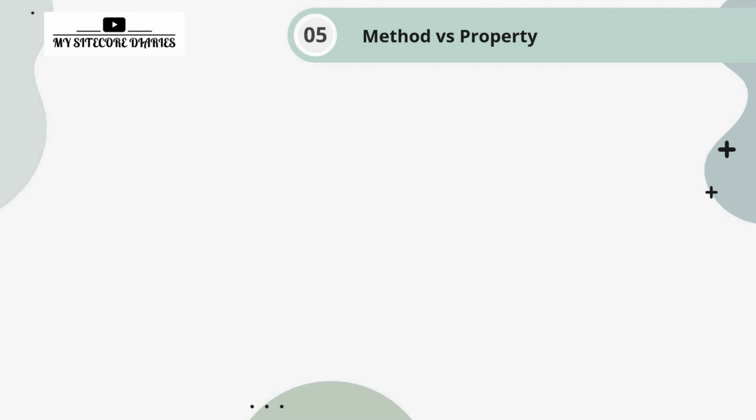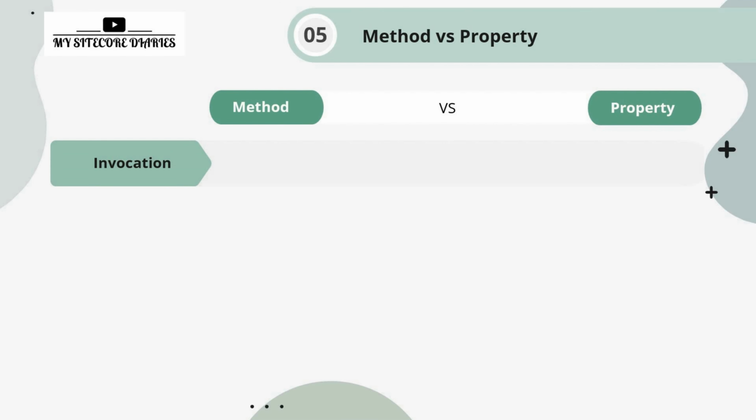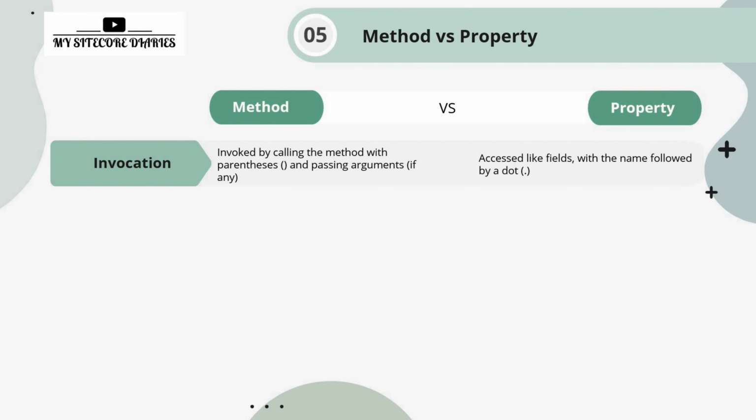Now what is the difference between methods and properties? Invocation. Methods are invoked by calling the method with the parentheses, open and close round brackets, and passing the arguments if any. You just now saw how it is called. Whereas properties are called like you are calling a field directly. We can call it by giving a dot.